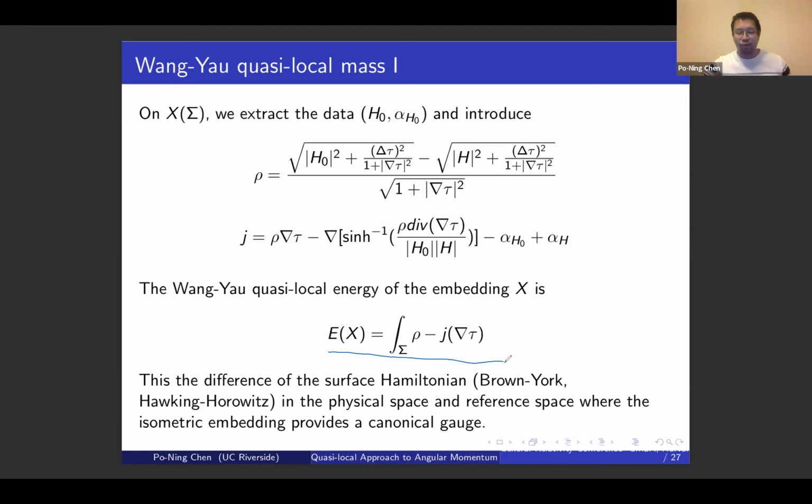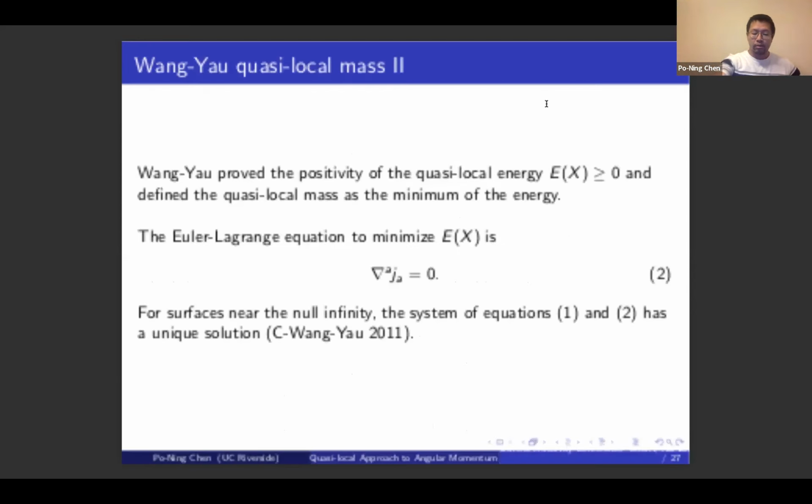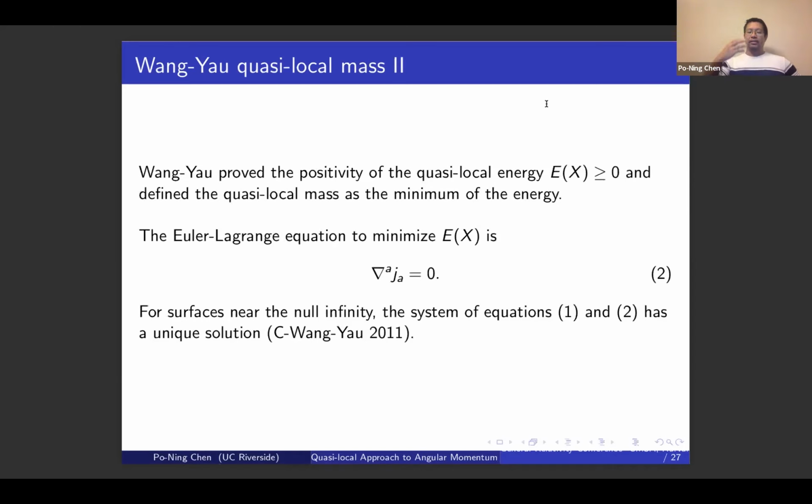And of course, when tau equals 0, this will reduce to the Liu-Yau quasi-local mass, where you embed into R3 and pull back your canonical gauge accordingly. Of course, this assigns an energy for each embedding. When you prove the positivity of this quasi-local energy, you define the quasi-local mass as the minimum of the quasi-local energy among all isometric embeddings.